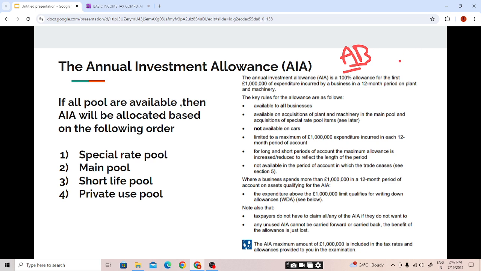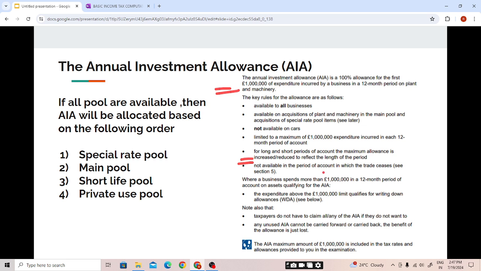I prepare my books of accounts for 8 months, that is from Jan to October. So the accounting period is only for 8 months, but this 1 million pound is for 12 months. We need to reduce it. If the accounting period is more than 12 months, we need to increase it. If it is less, we need to adjust it. We need to adjust the annual allowance as per the period of accounts.